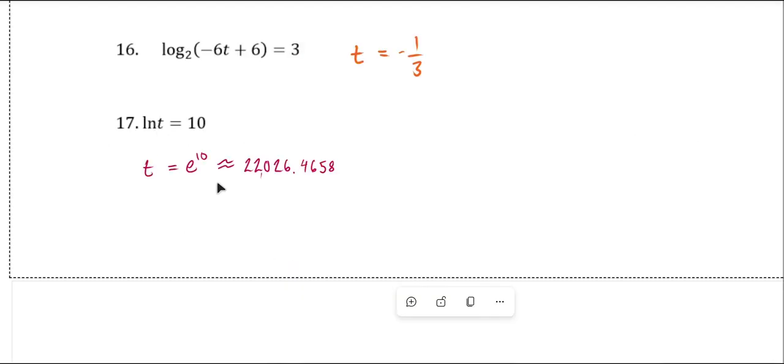Number 7 is an even easier one. We have only to raise both sides to the power of e to proceed. This gives us t equals e to the 10th. This is really even just a straightforward application of the change of form from logarithmic to exponential form. Your exact answer will be e to the 10, and your approximate answer is 22,026.4658 to 4 decimal places.